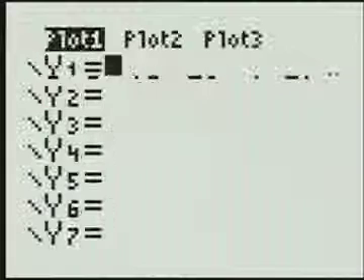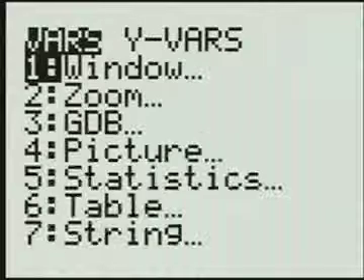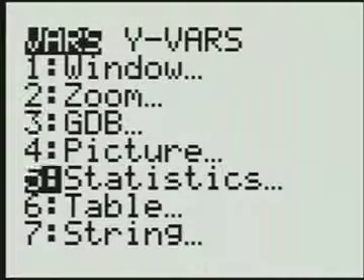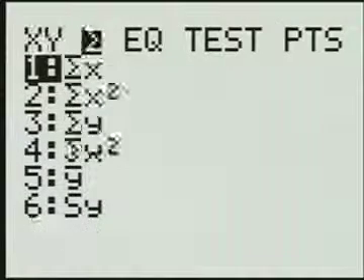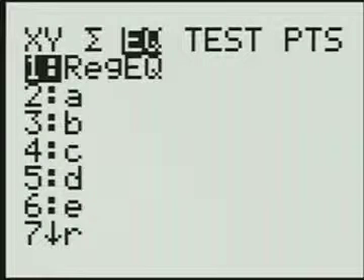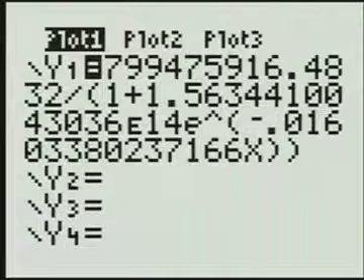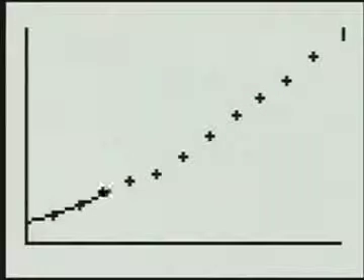Now what we're going to do is graph this function on our scatter diagram. To do that, press the y equals button, select VARS, then select number 5, Statistics, and highlight Regression Equation under the Equation menu. The regression equation pops into the y equals menu, and we press Graph. You can see that the curve fits the data extremely well.